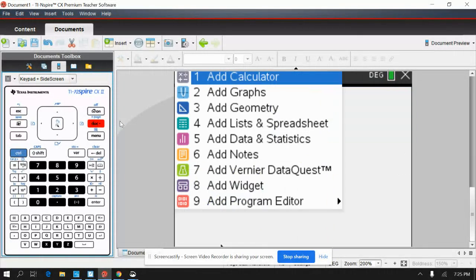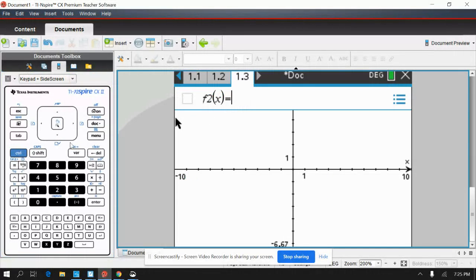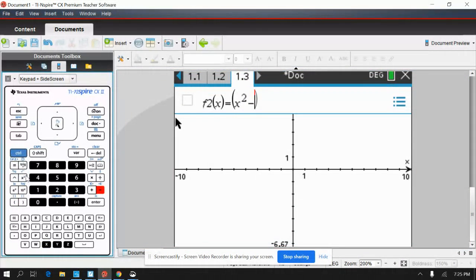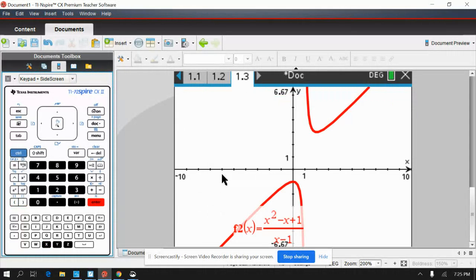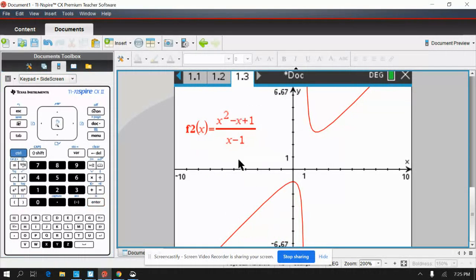Get a new page. And I need parentheses. I need to group my numerator and denominator together. So I got x squared minus x plus 1. Divide that by parentheses x minus 1. And this looks kind of cool. I don't see any zeros here. So that tells me something. I don't see any zeros, so that's interesting.